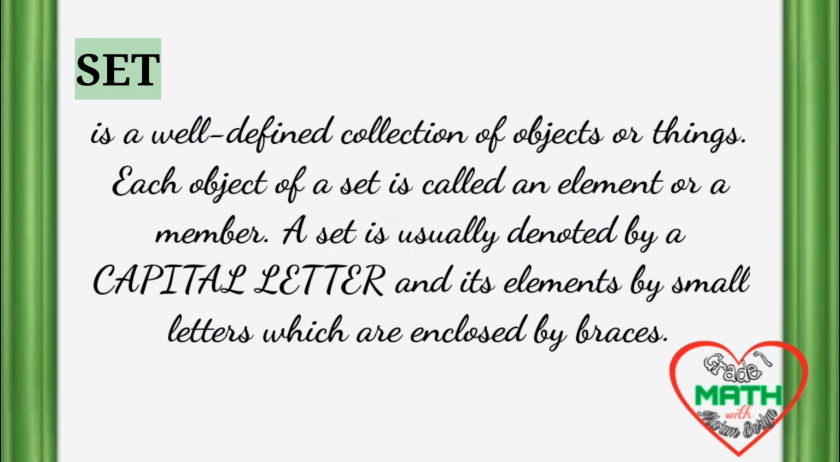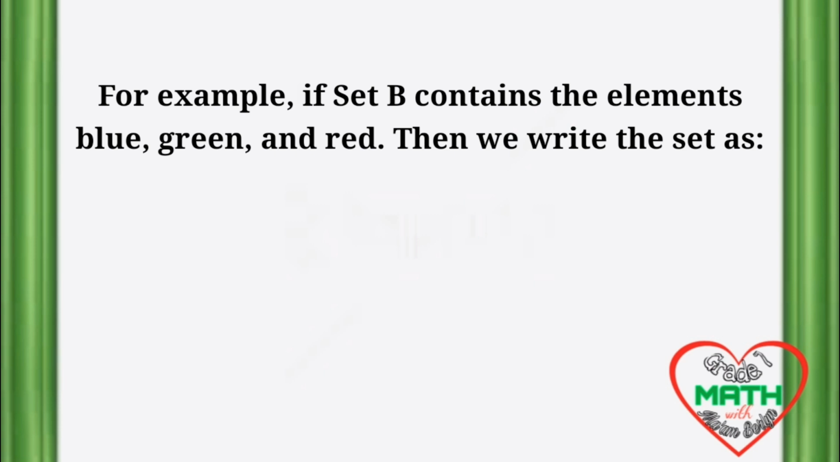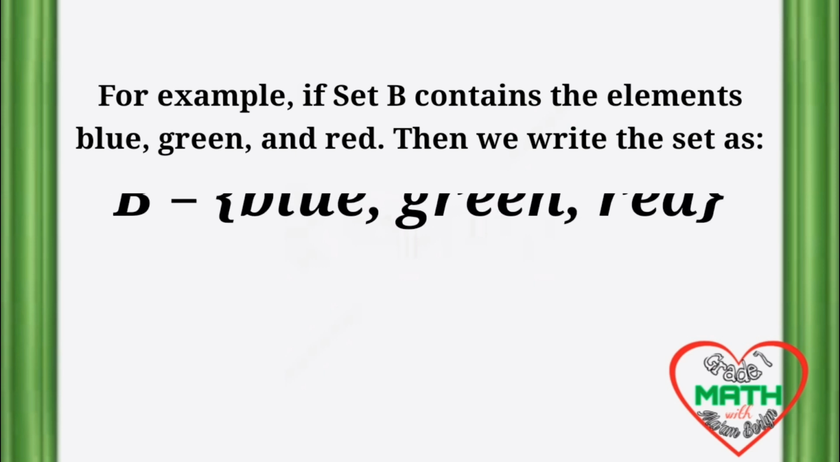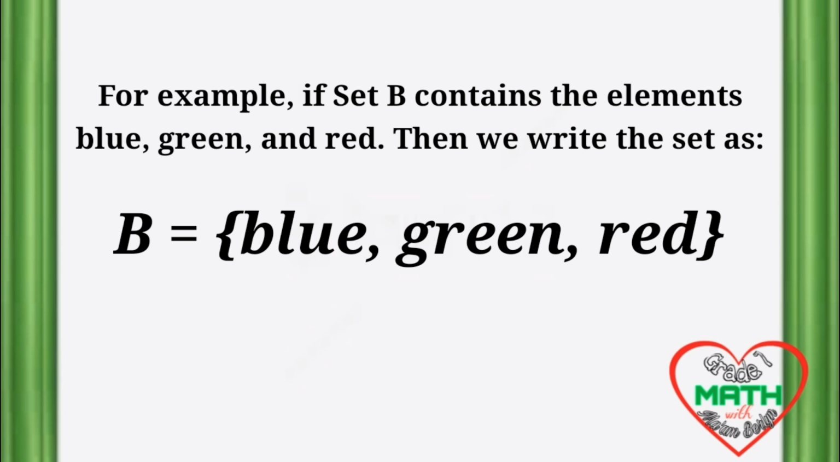A set is a well-defined collection of objects or things. Each object of a set is called an element or a member. A set is usually denoted by a capital letter and its elements by small letters which are enclosed by braces. For example, if set B contains the elements blue, green, and red, then we write the set as B equals the elements blue, green, and red enclosed by braces.